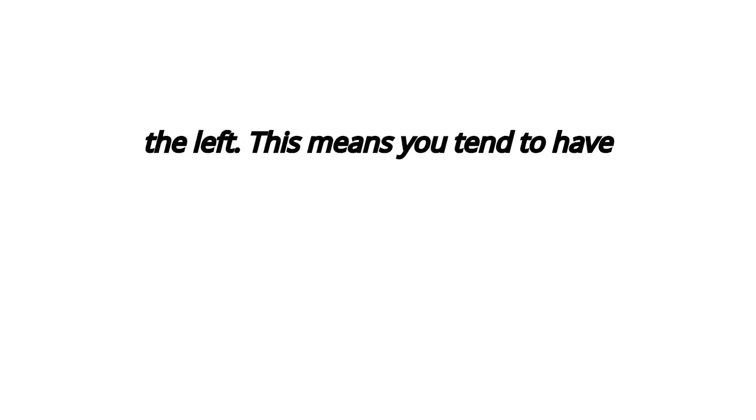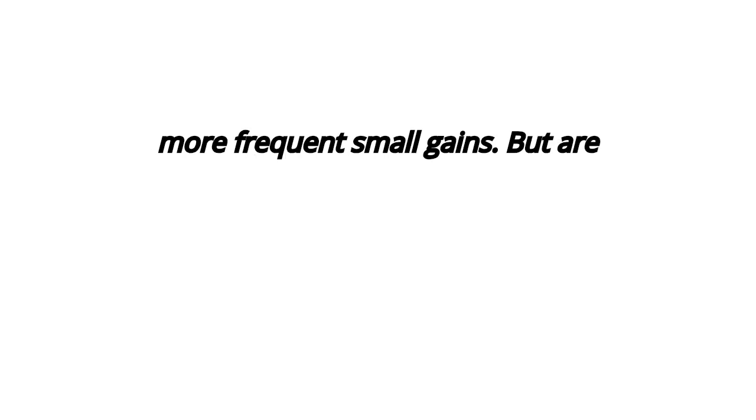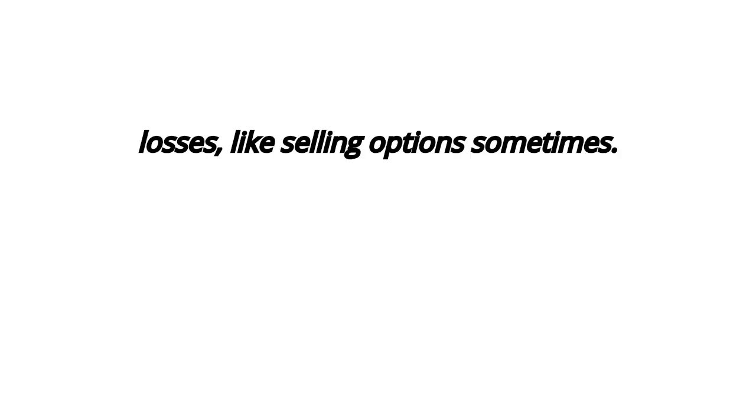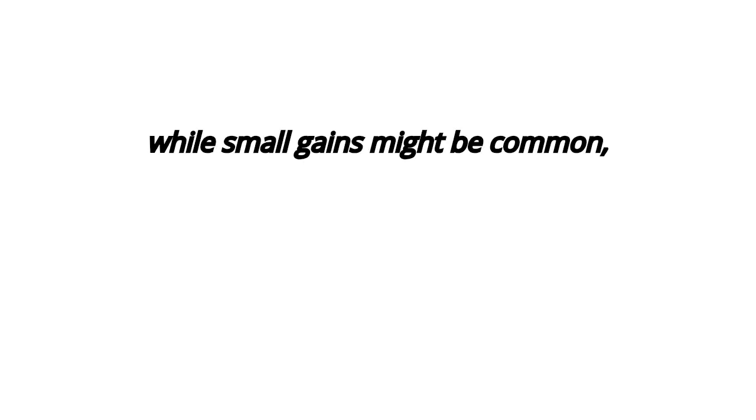Okay. A negatively skewed distribution has a long tail to the left. This means you tend to have more frequent small gains, but are exposed to a few potentially very large losses. Like selling options sometimes. Could be, yeah. A skewness of 0 indicates a symmetric distribution, like the normal bell curve. The EAA equity index example in our material showed negative skewness, suggesting that while small gains might be common, there's a higher likelihood of significant negative returns compared to a perfectly symmetrical distribution. Understanding skewness is crucial for risk management.